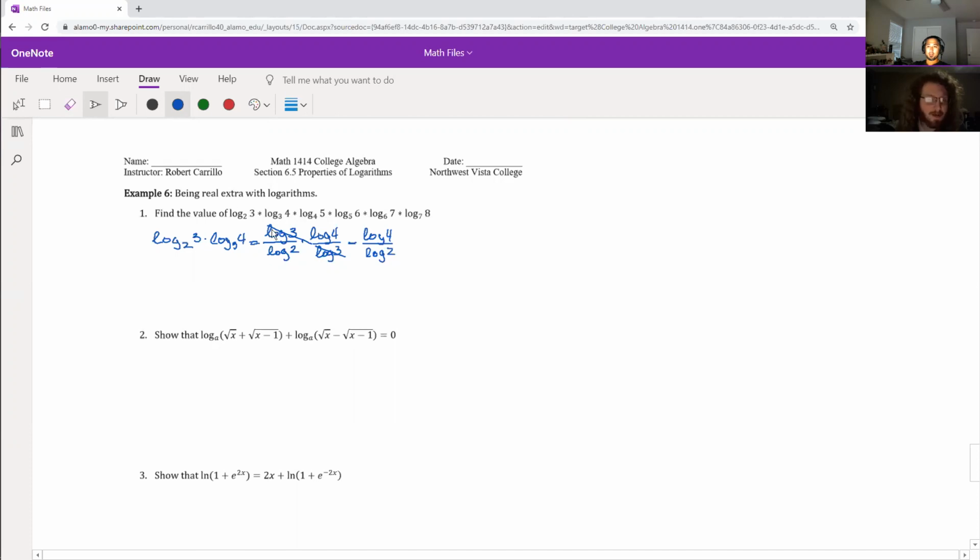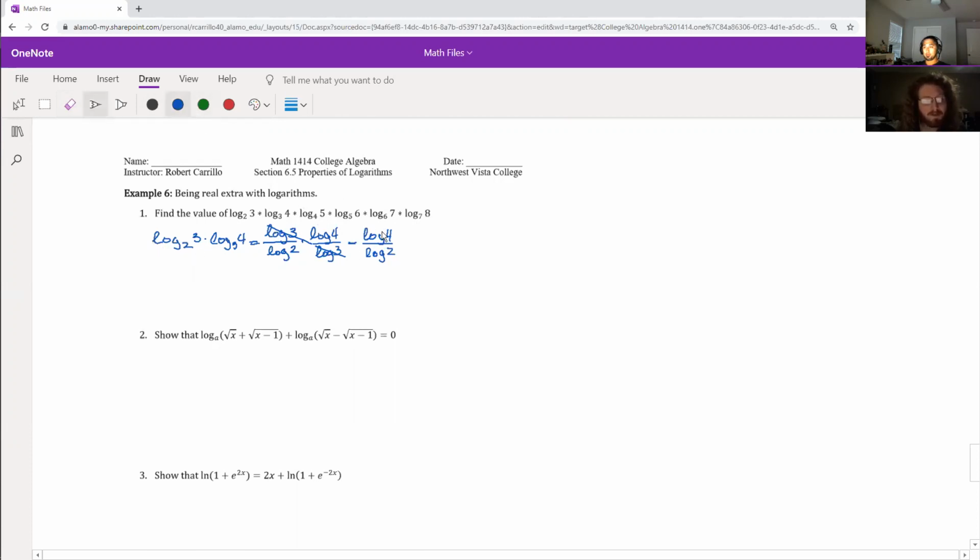So if you just carry that chain down the line, you notice that the 3s cancel. Whatever the argument is, it's canceling the next base. So the 3s would cancel, the 4s would cancel, the 5s would cancel, the 6s would cancel, and then the 7s would cancel. So your last part would just be log 8 divided by log 2. But I will show you the whole process.